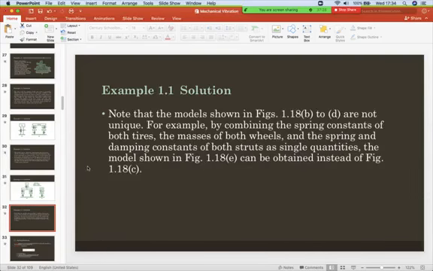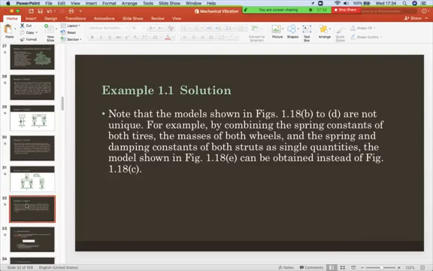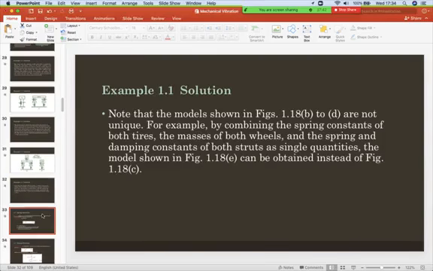So 1.18B to D are not unique. For example, by combining the spring constant of both tires, the masses of both wheels, and the spring and damping of both sides of the strut, the modelling can be obtained instead of figure 1.18C.